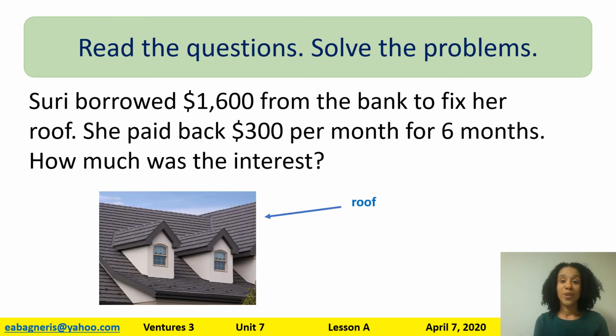Let's practice one more problem. Surrey borrowed $1,600 from the bank to fix her roof. She paid back $300 per month for 6 months. How much was the interest? So again, she borrowed $1,600 from the bank. Then she paid back $300 every month for 6 months. So how much was the interest?